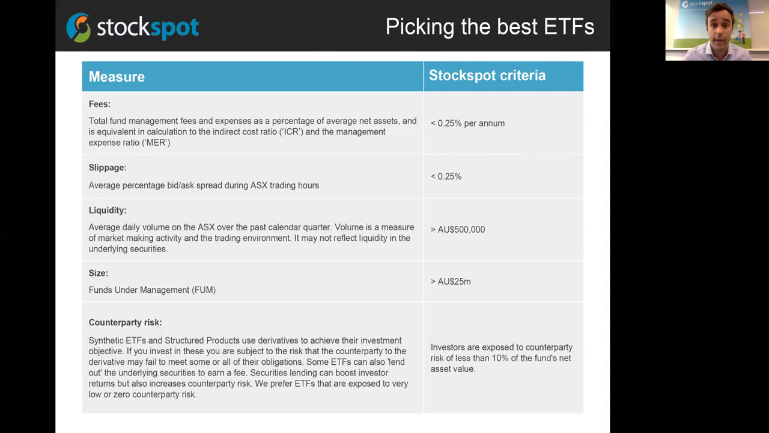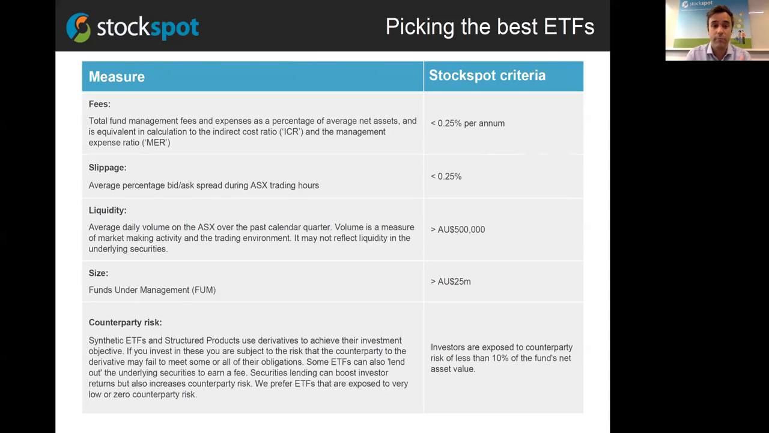But even for the less popular and less liquid ETFs, we really think a slippage of less than 0.25% is something that's beneficial. Otherwise, what you can end up doing is paying more than you do in a whole year's worth of fees the moment that you buy the ETF, which won't really help your portfolio start to generate returns immediately. The third factor is liquidity.